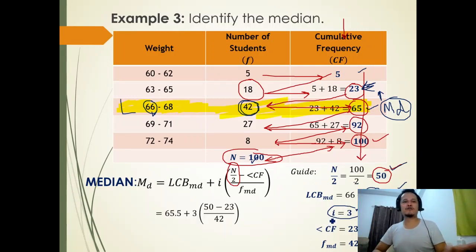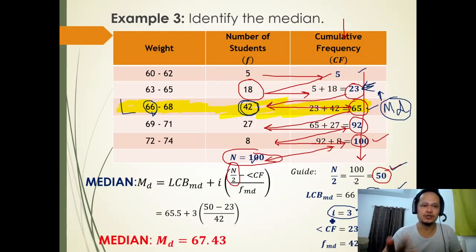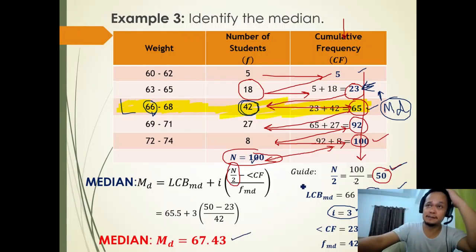Just substitute it to your formula. LCB of the median class is 65.5 plus I is 3 times n over 2 is 50 minus less than cumulative frequency, which is 23, divided by 42. So that gives you a median of 67.43 in 2 decimal places.